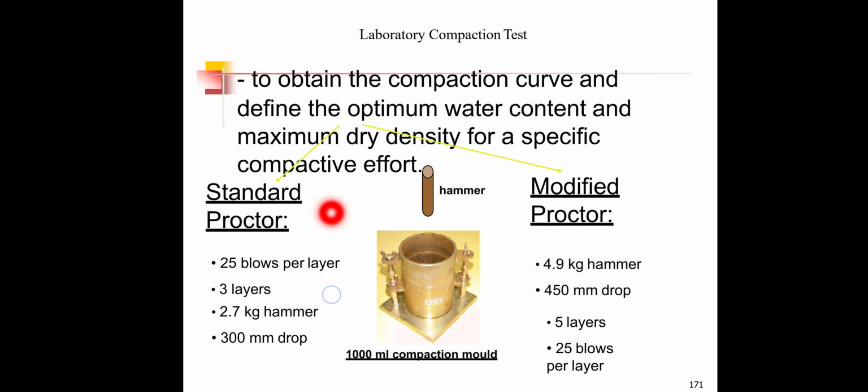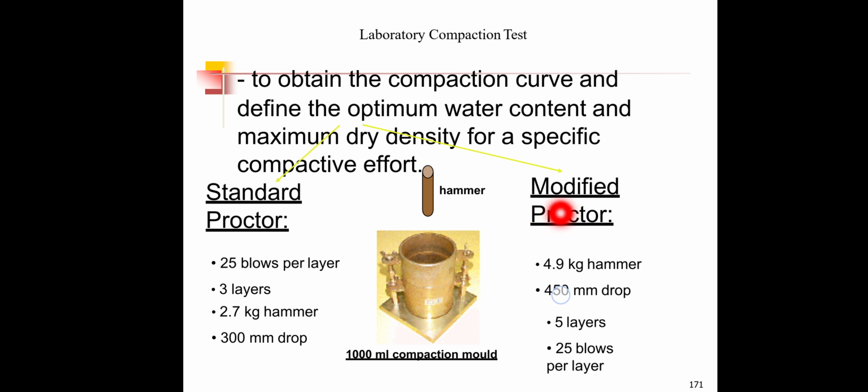So here for 3 layers we compact the soil, and there 5 layers we compact the soil. This is the major difference. We adopt the standard Proctor test for natural roads, village road construction or house construction. If it is a national highway or expressway or a very important structure like military grade roads or army service roads, there we adopt the modified Proctor test.